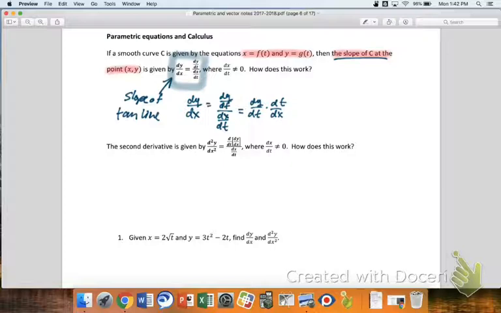Okay, and then the other one. Carefully look at this. If we're looking for a second derivative, this is where people usually stumble, if they're going to stumble. Second derivative of y with respect to x.